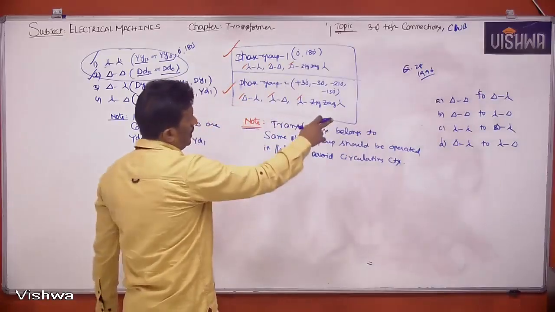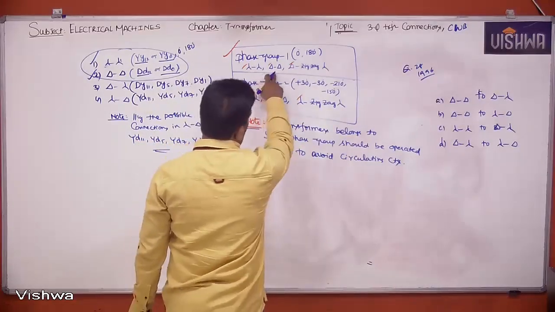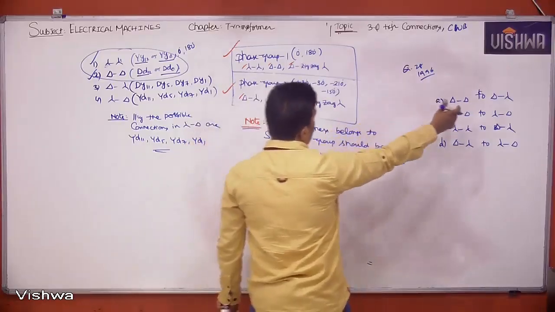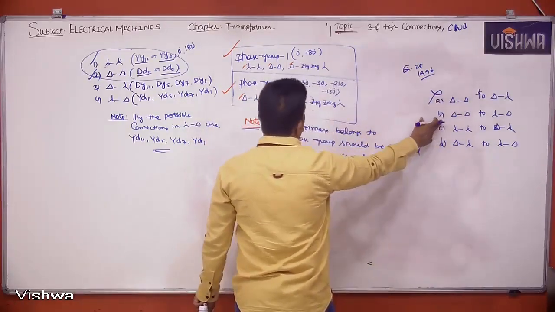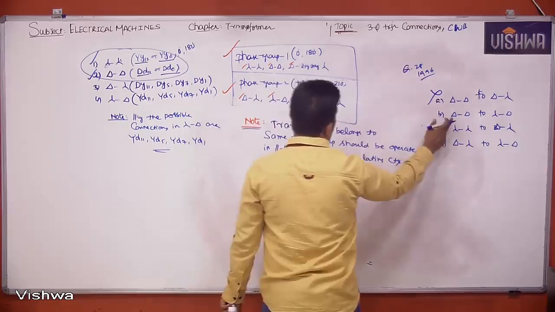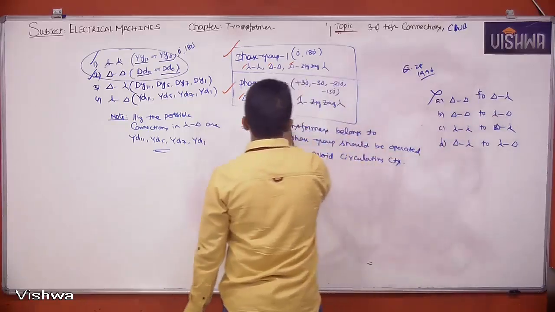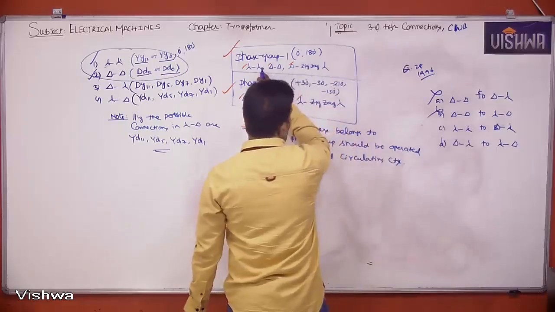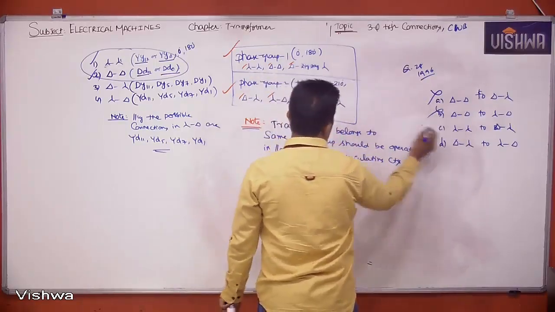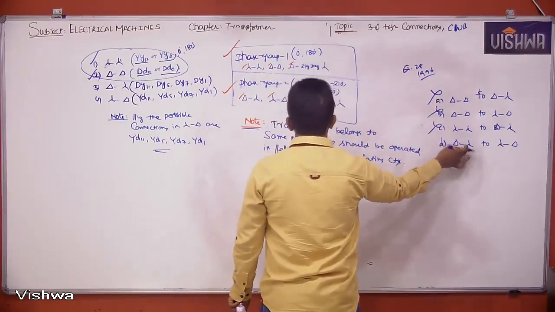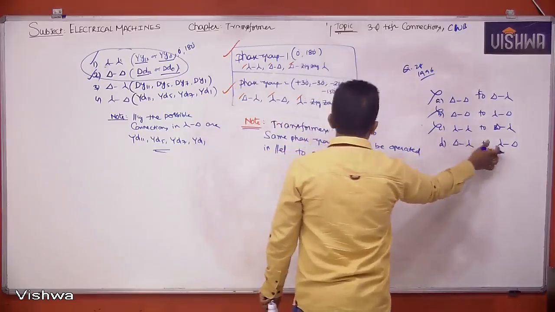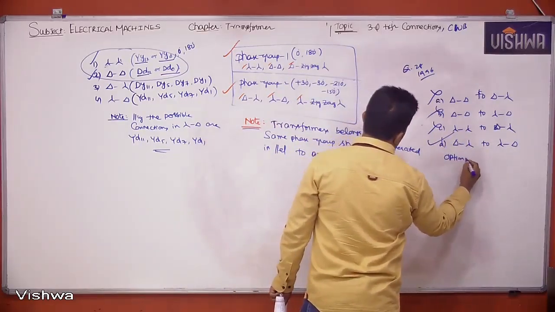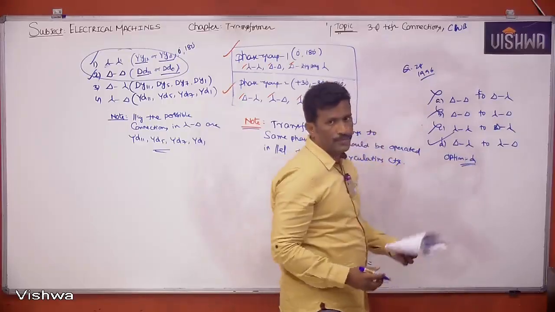If you see option A, delta belongs to phase group 1, but delta star belongs to phase group 2. They belong to different phase groups, so should not be operated in parallel. Option B, delta belongs to phase group 1, star delta belongs to phase group 2, you should not operate. Option C, star star belongs to phase group 1 and delta star belongs to phase group 2, you should not operate in parallel. Delta star belongs to phase group 2, star delta also belongs to phase group 2, I can operate in parallel. So option D is the answer. Please note down.